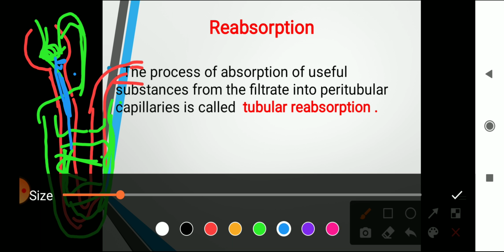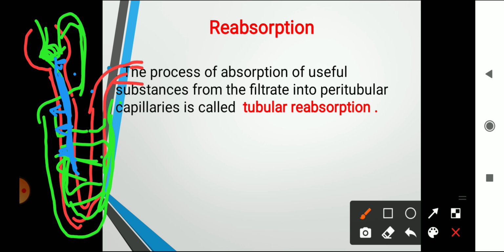So what I am showing in blue is the glomerular filtrate. When it is coming through the tubular part of the nephron, the useful substances present in the glomerular filtrate will be reabsorbed into the peritubular capillaries. Useful substances will be moving into the peritubular capillaries, and those harmful substances which have escaped glomerular filtration will be flowing through the efferent arteriole. The glomerular filtrate is what I am showing in blue color.